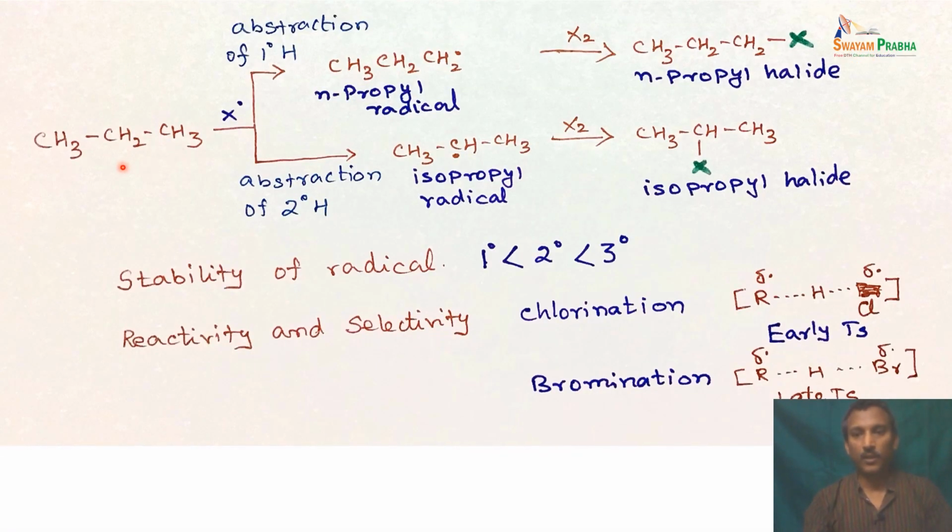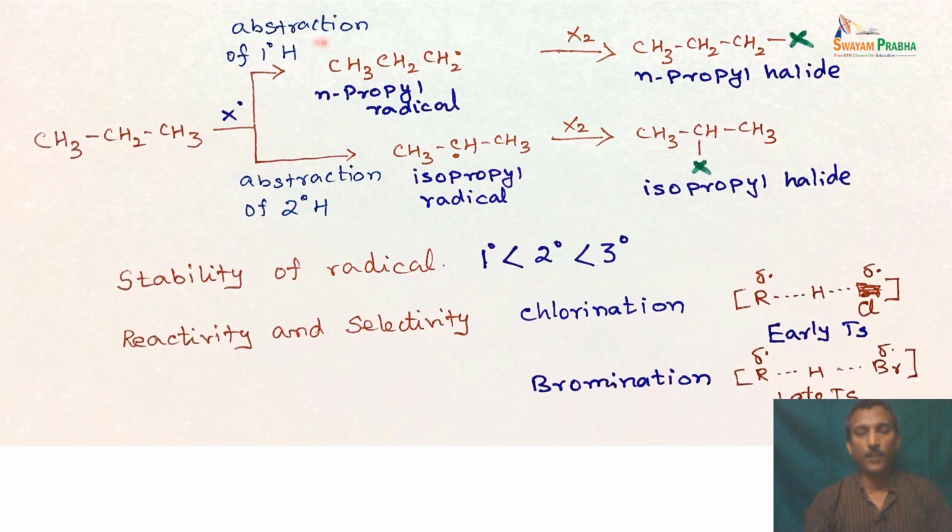So let us look at the mechanism for this particular transformation. This is the starting material which we saw earlier, which is propane. The X dot reacts with this alkane. There are two types of protons that can be abstracted. The first one is the primary hydrogen. The second one, this CH2 proton, can also be abstracted, which is the secondary hydrogen. So there are two possibilities of the X dot radical abstracting a proton from this carbon or from this carbon.